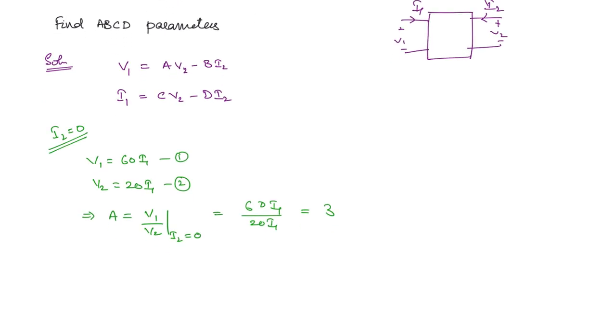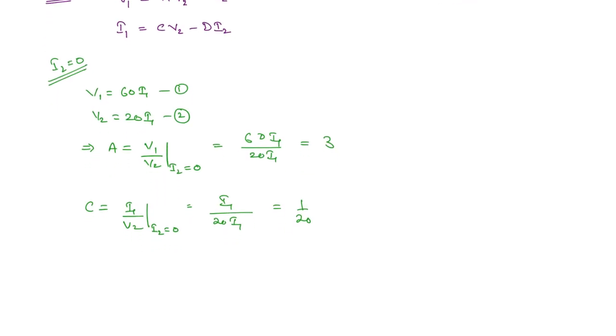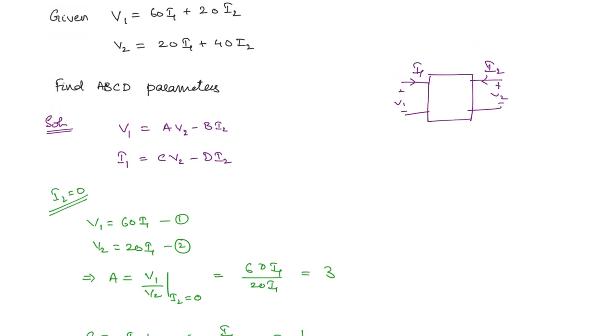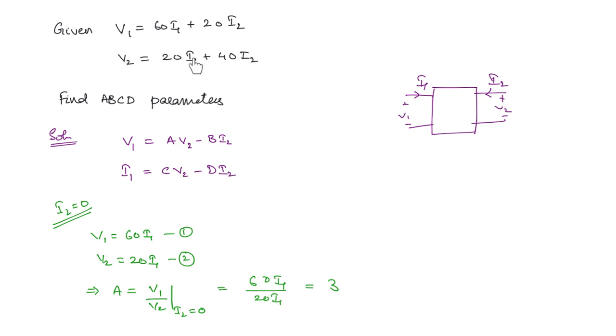Next C. C is what? I1 by V2 when I2 is equal to 0. So I1 we will leave as it is. V2 is 20 I1. So you're going to get 1 by 20. So now we have A and C. Next we will find out B and D. So we can find out B and D by taking V2 is equal to 0. So V2 is equal to 0 will give these equations, how they will change we will write.